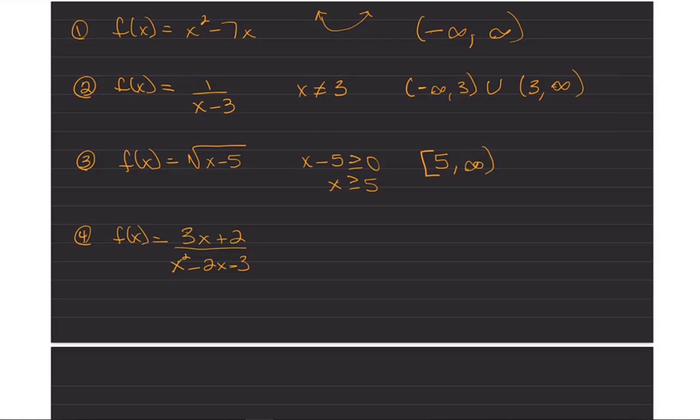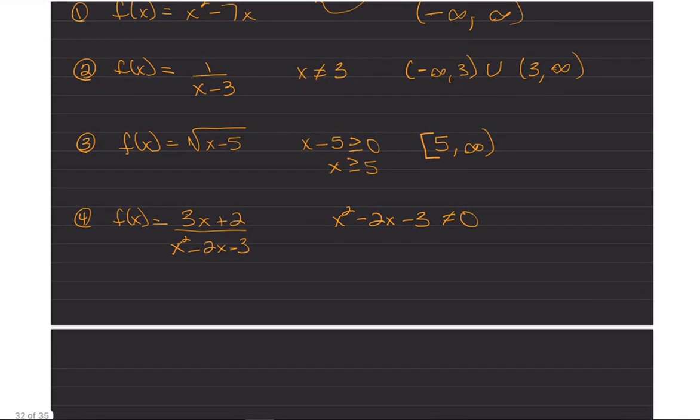And what do we know about fractions? Denominators cannot equal 0, right? So we're going to look at our denominator, which was x squared minus 2x minus 3. And we know that that cannot equal 0. So we got to figure out which values of x would make that 0.